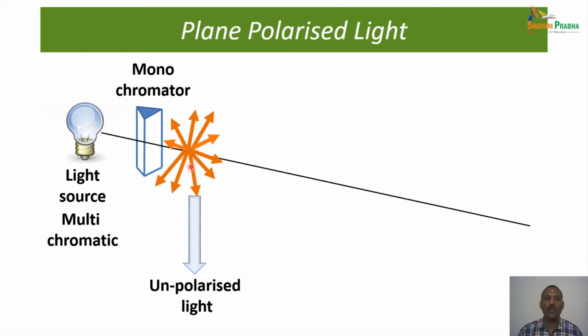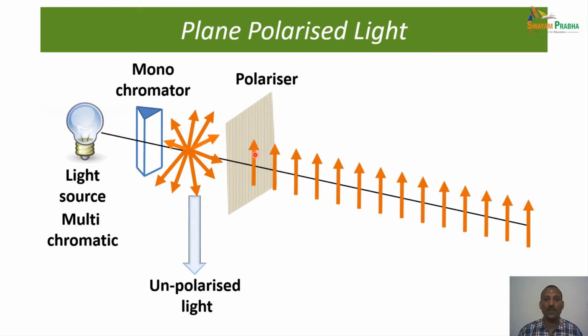But this monochromatic light is again unpolarized. In other words, it can go in all directions. So this is not a plane polarized light. This is only a monochromatic light, that means it has a single wavelength. And when this monochromatic light passes through a polarizer, the polarizer only allows plane polarized light. That means the electric field of the light is aligned in one particular direction, and when it is aligned in one particular direction, we call that plane polarized light.